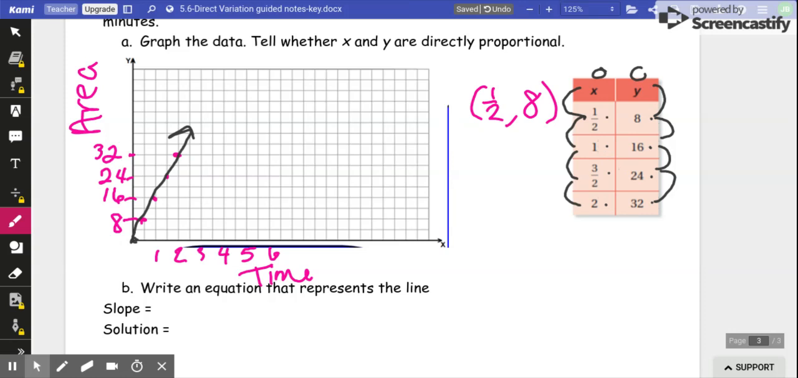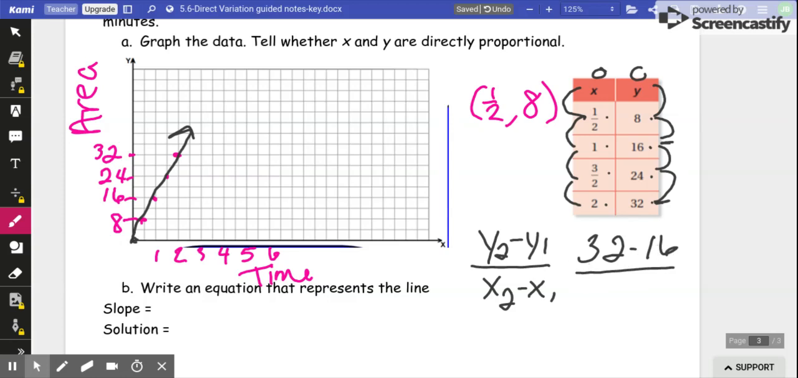Okay, so we need to find our slope. For our slope, we can do the change in y, so y2 minus y1 over x2 minus x1. I can choose any of these numbers, and I'm going to choose the 2 whole numbers just because those are a little easier to work with. So I'm going to choose my y values: 32 minus 16 over 2 minus 1. That gives me 16 over 1. So that is my slope, 16 over 1.